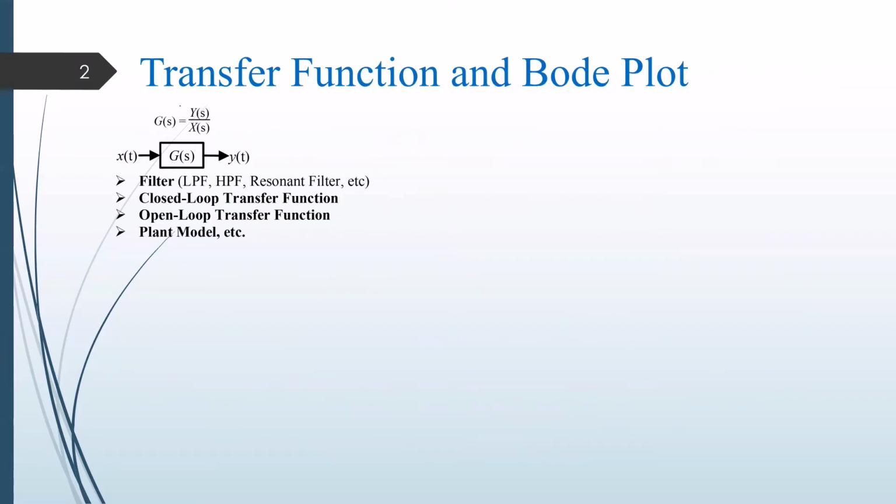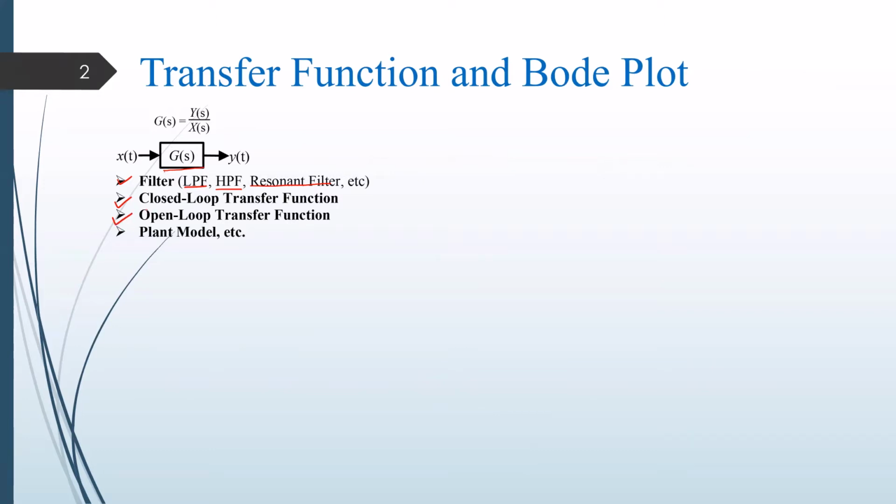So this is a general definition of your transfer function, and this G(s) could represent anything. It can represent your filter, so it can be your low pass filter, high pass filter, resonant filter, band pass filter. It can be any filter. It could also represent your closed loop transfer function. So let's assume you want to design your controller, and then you can also find the closed loop transfer function. So this G(s) could be your closed loop transfer function.